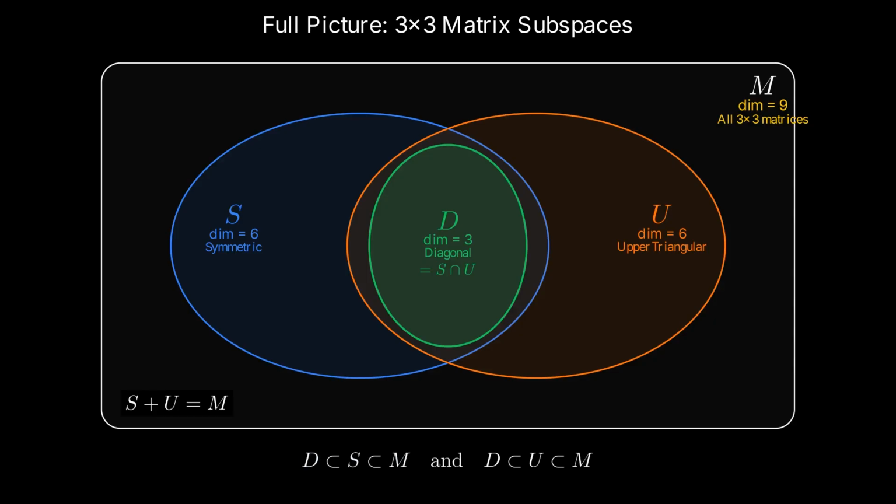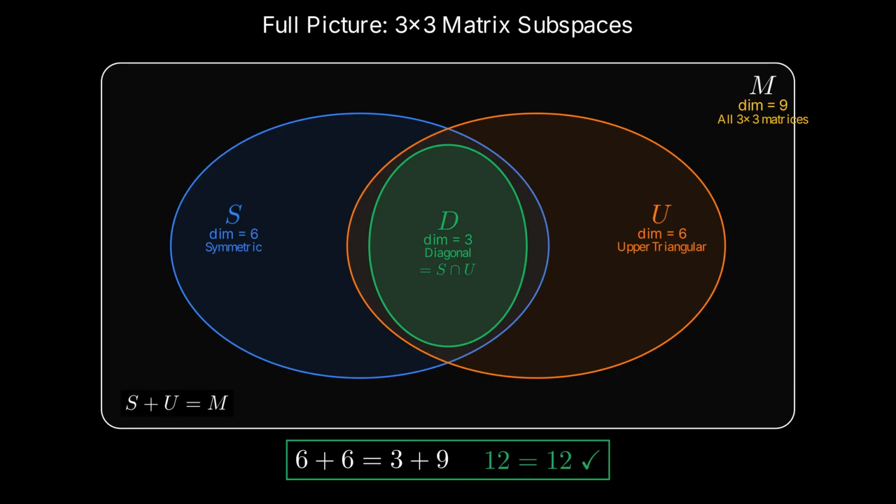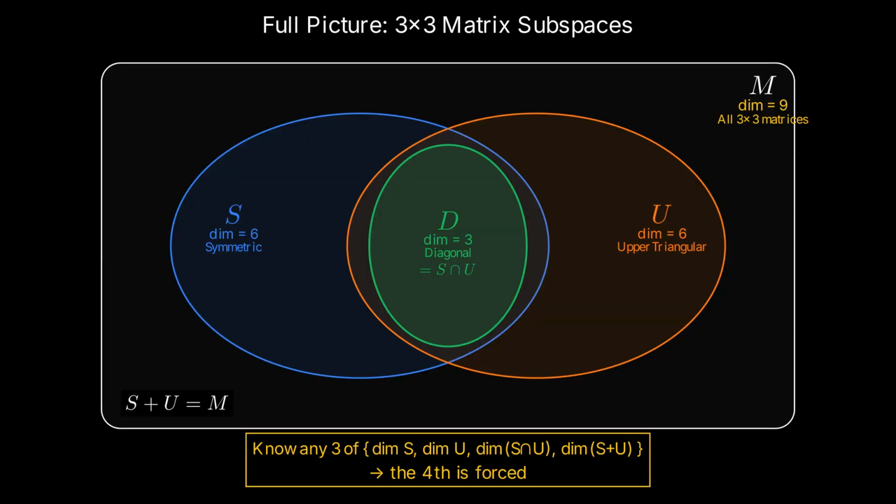The containment relationships are clear. D is contained in S, which is contained in M, and D is also contained in U, which is contained in M. The dimension formula confirms everything balances. 6 plus 6 equals 3 plus 9. 12 equals 12. Check. The dimension formula tells us that two subspaces can't overlap and combine arbitrarily.